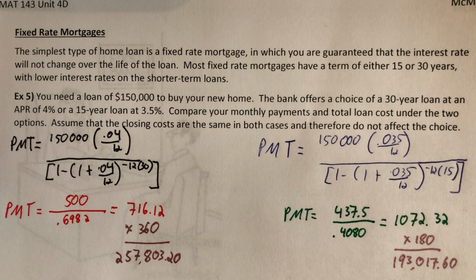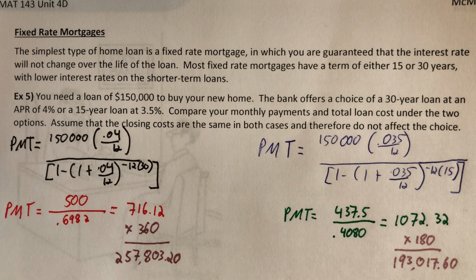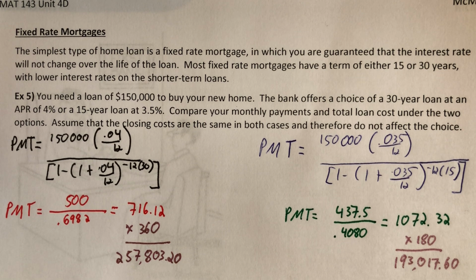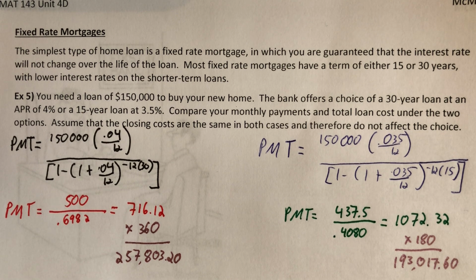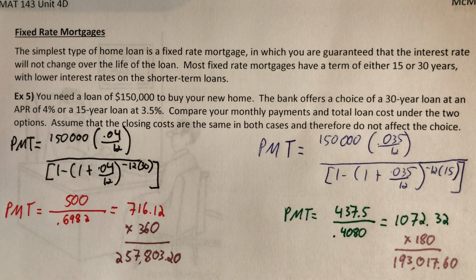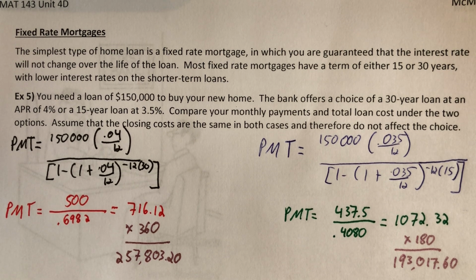All right, if we go with a 3.5% interest, so 150,000 times 0.035 divided by 12, and then for the denominator 1 minus parentheses 1 plus 0.035 divided by 12, raised to negative 12 times 15. Notice we're only paying $437.50 in interest for the first month. And if we divide that by 0.4080, we would get monthly payments of $1,072.32, so $300 more a month.